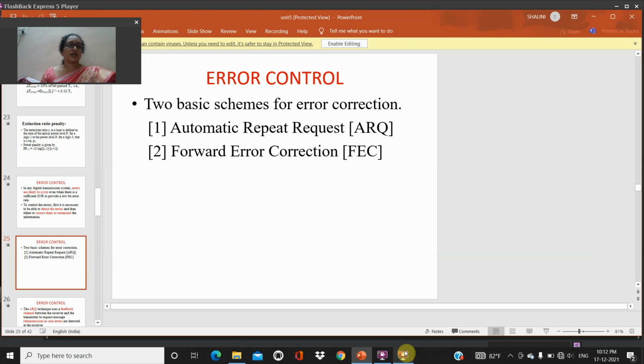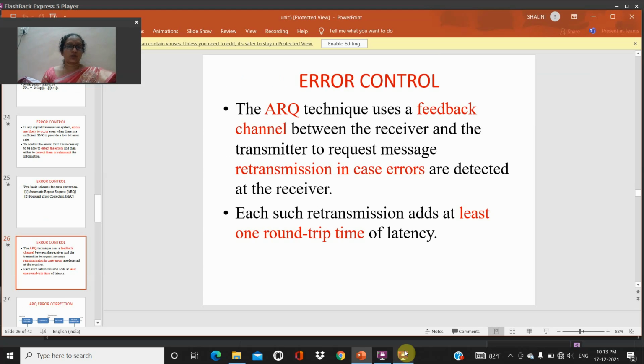Two basic schemes are used for error correction. That is automatic repeat request, and the second one is forward error correction. So, what are those two? Automatic repeat request and forward error correction. How do they control the errors?